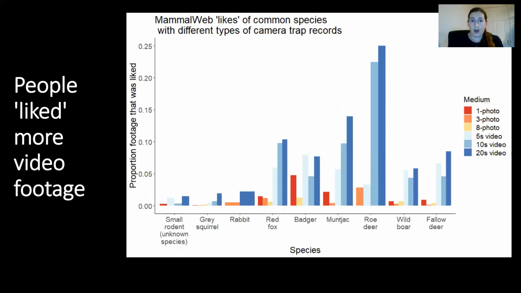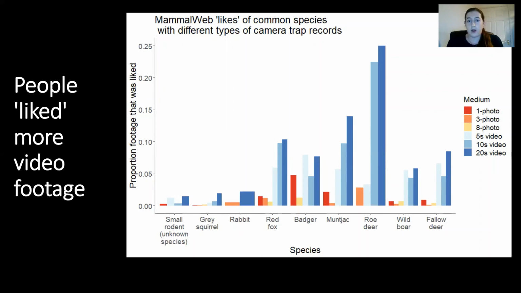So I've also decided to have a look at our likes button to see whether that indicates a preference for photo or video. Historically, the like button has not been used an awful lot on MammalWeb as a whole project. However, we can see the proportion of videos of each species that are liked is a lot higher for the videos. So again, we tend to see some species are just preferred compared to others. But for pretty much everything we see, again, people are liking the videos much more than they're liking the photos.